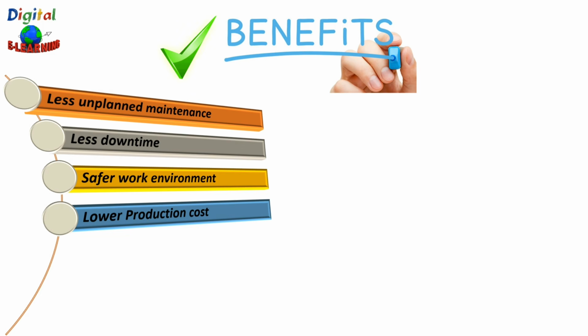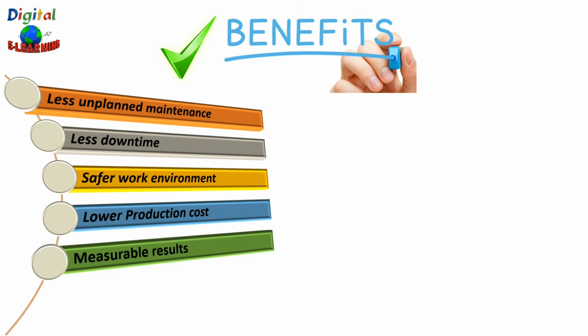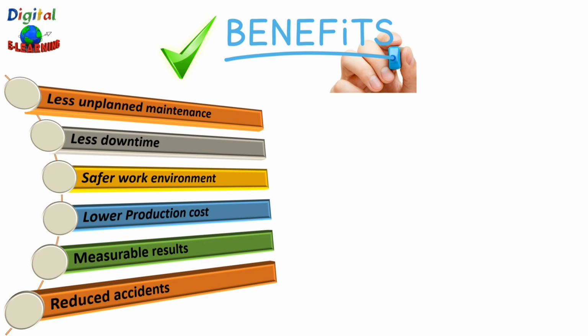Lower production cost. Faulty or broken machinery and equipment cost money. So when TPM increases the efficiency of machinery, it also helps to reduce your maintenance and production cost, thereby increasing profitability. Next we have measurable results. Another important benefit is the tangible, measurable results. The parameter to measure TPM is the OEE, that is overall equipment effectiveness. Last, but not the least, it helps in reducing the number of accidents.